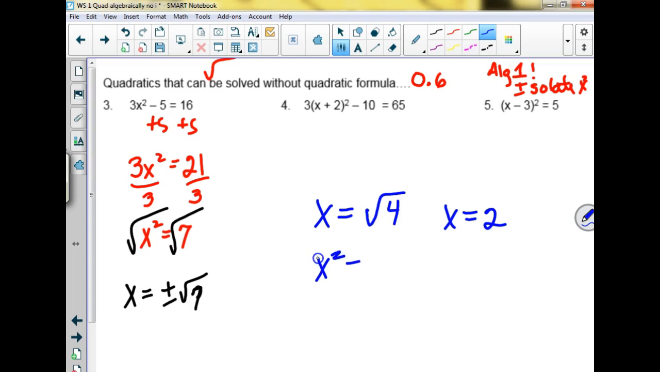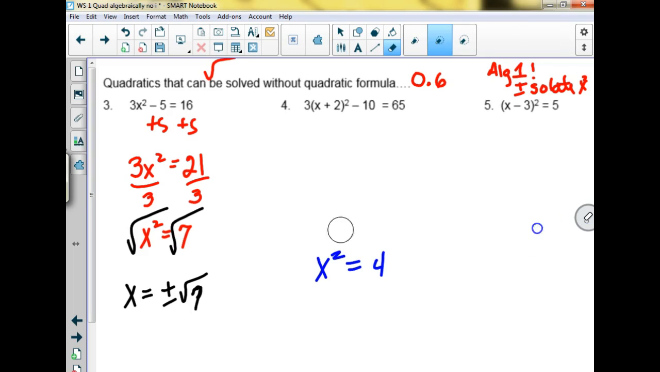If I wrote this down, there's 2, because I could put a 2 in there squared and I'd get 4. I could put a negative 2 in and squared and I'd get 4. All right, so be careful. When it starts with an x squared, you're probably looking for two solutions.